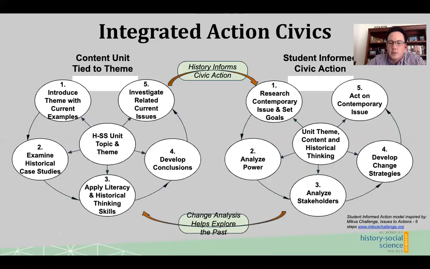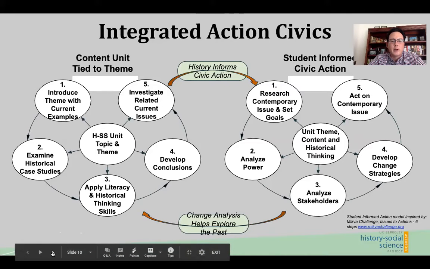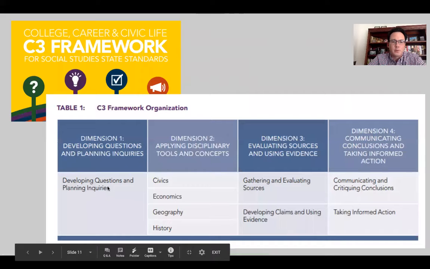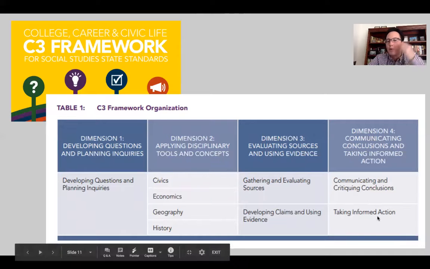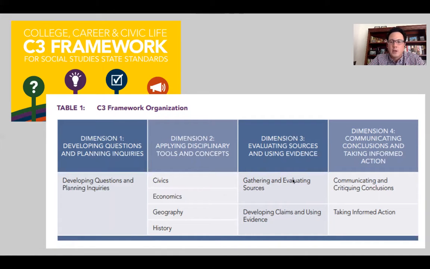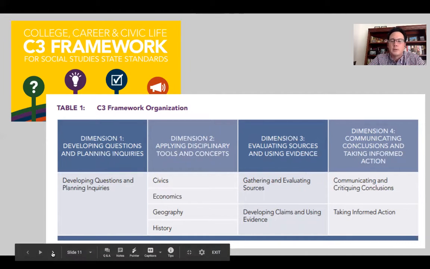I'm not going to take credit for this. This was done by MICVA and also by UC Berkeley in the History Social Science group here in California. But as you'll see, Action Civics has been taken on by the state of California as a standard within social studies. The C3 framework within California has really pushed the last tier here, which is taking informed action. So whether it's in any of the social studies classes, AP or regular, really pushing students to take informed action and moving them towards application-based work.